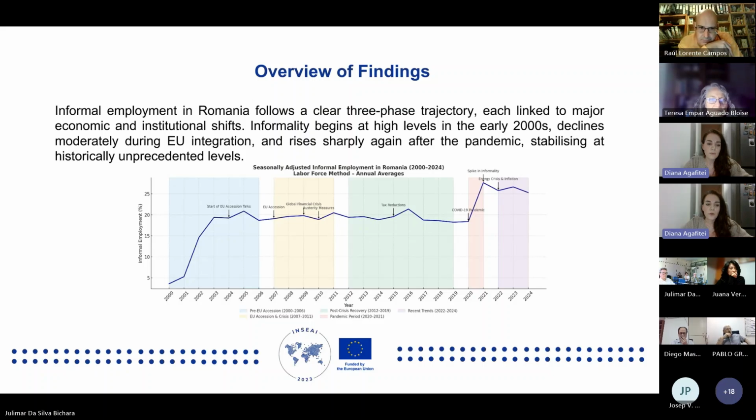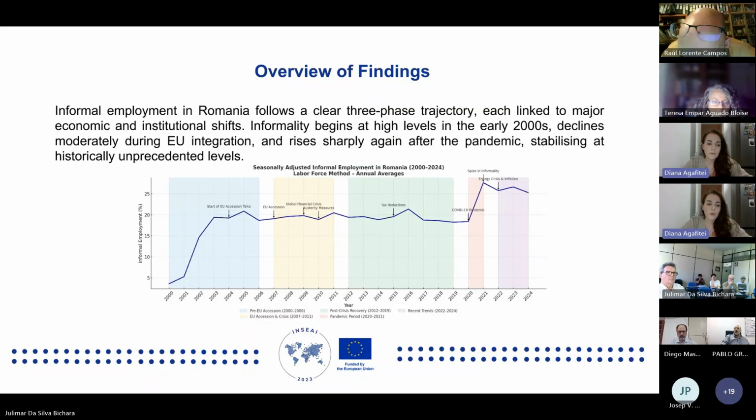And we begin with an overview of the findings. Informal employment in Romania follows a three-phase trajectory. Each of them is linked with a major economic and institutional shift. If we take a very brief look, we can see an increase to high levels at the beginning of 2000, and after that, a moderate decline. The informal employment remains quite stable over time until the recent years when we witness an increase.